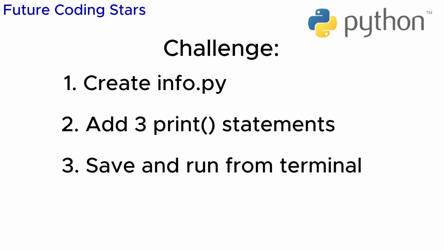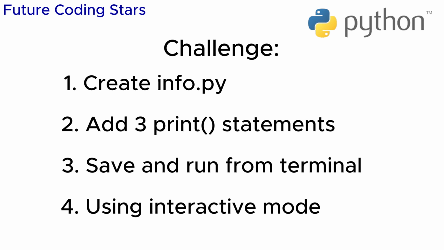3. Save the file and run it from your terminal. Make sure you see all three lines printed. 4. As a bonus, try to print the same three pieces of information using only the interactive Python mode. Notice how the process feels different. Pause the video here, give it a try, and see how you do.